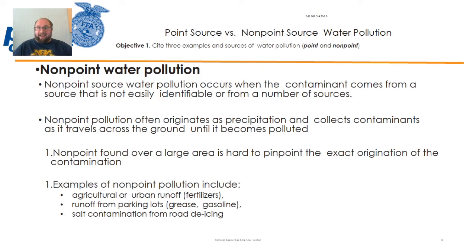So, as you can see, it's often hard to tell exactly where a pollutant is coming from in non-point source pollution. Other examples of situations that may cause non-point source pollution, just want to remind, are agricultural or urban runoff from fertilizers, or extra sediment into our waterways, or even salt runoff from roads that are being de-iced.